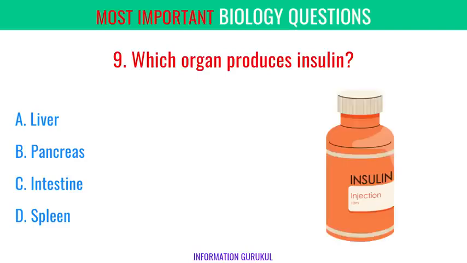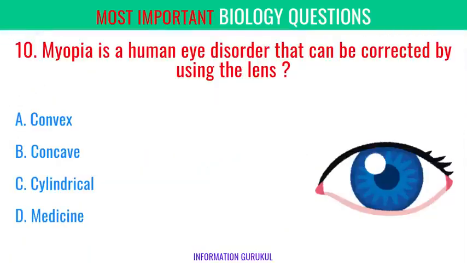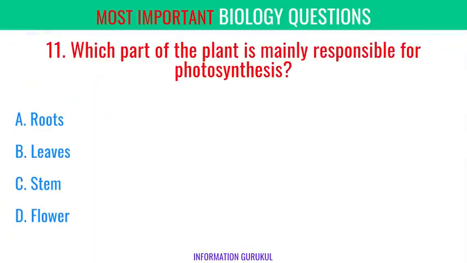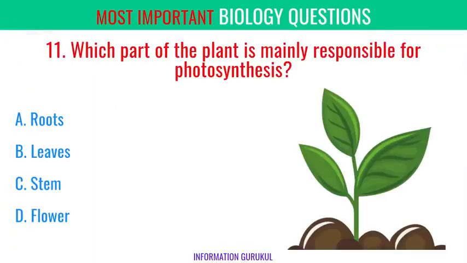Which organ produces insulin? Pancreas. Myopia is a human eye disorder that can be corrected by using the lens. Concave lens, the term used to explain being short-sightedness, is myopia. Which part of the plant is mainly responsible for photosynthesis? Leaves.